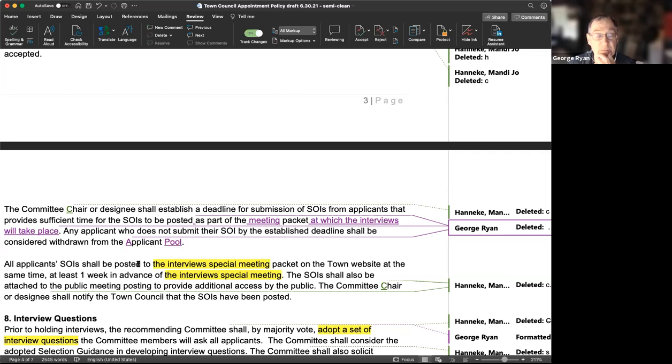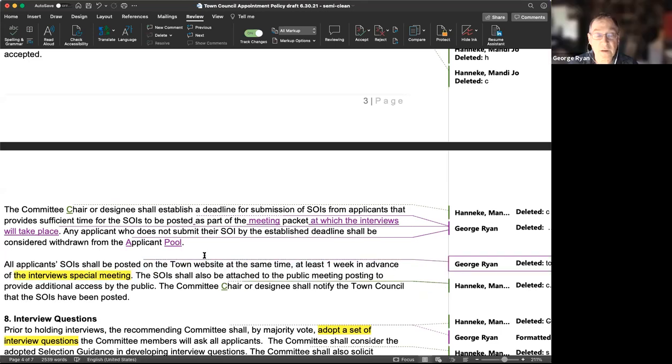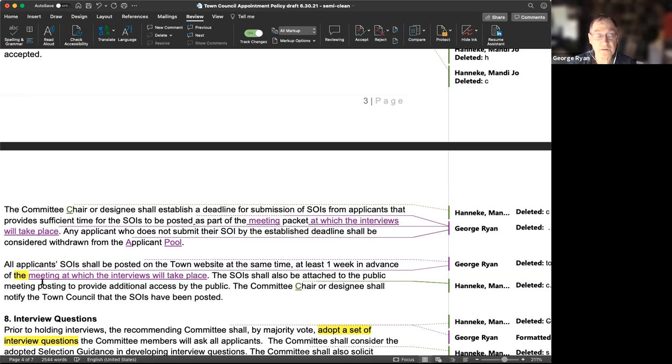Now, all applicants' SOI shall be posted at least, now here's where I inserted. It could be posted on the town website at the same time, at least 1 week in advance of the relevant meeting. Well, it's already there, isn't it? So all applicants' SOI shall be posted. I think you can delete the interview special meeting packet. Shall be posted on the town website at the same time, at least 1 week in advance of the meeting. I would say, just repeat the language above, of the meeting at which the interviews take place. Now, maybe that's too much. There's also, you mentioned earlier, deliberation as being a factor.